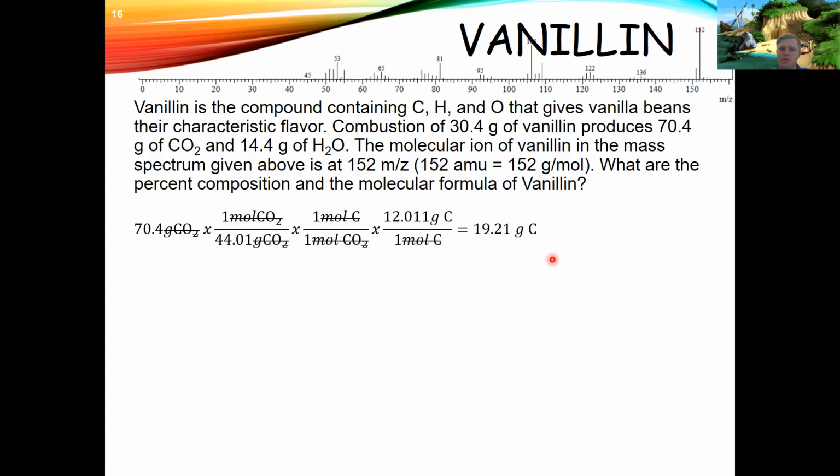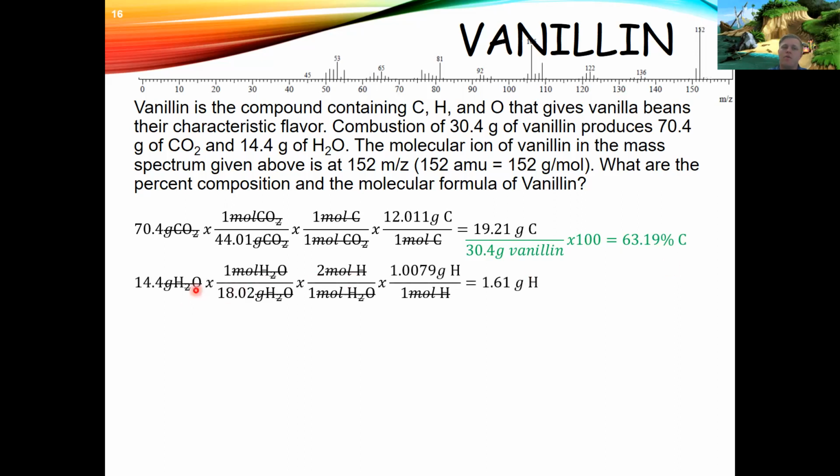So we got 19.21 grams of carbon. Now we'll turn that into a percent composition. We started with 30.4 grams of vanillin. So 19.21 divided by 30.4 times 100 tells us there's 63.19% carbon. We'll do the same thing for our water.